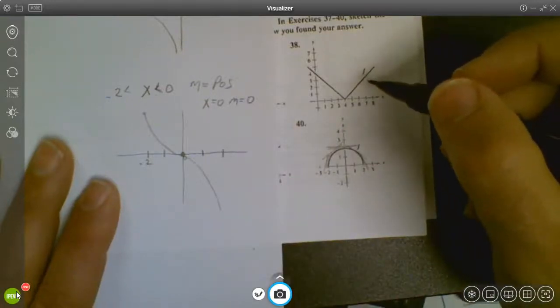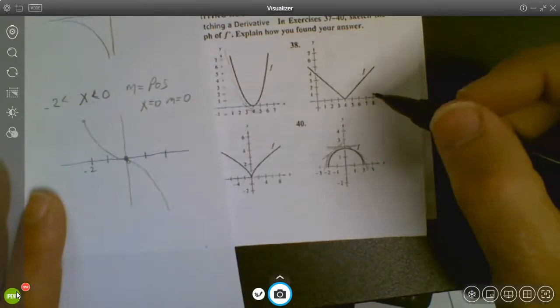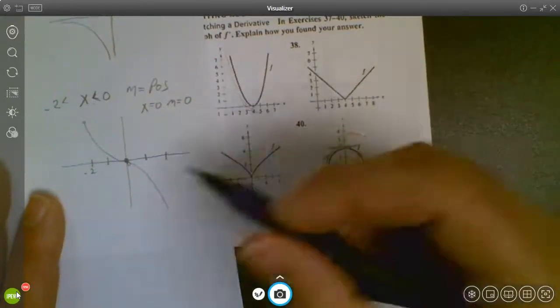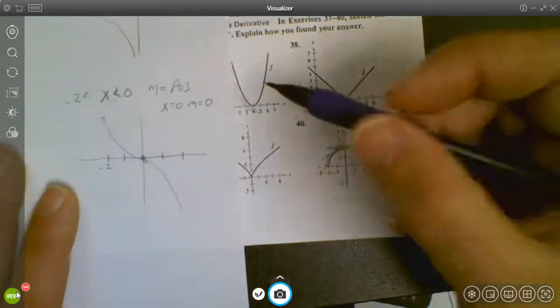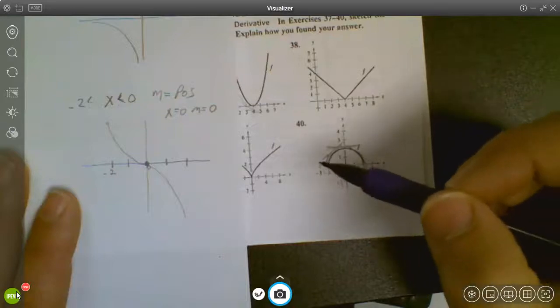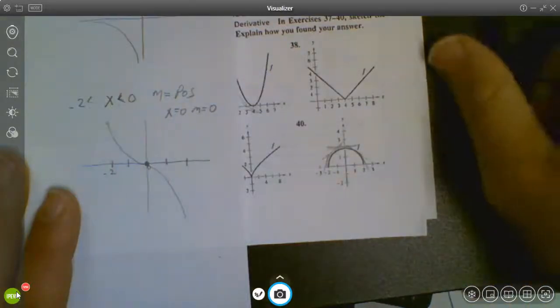So anyway, I hope that helps with this group of problems. Again, we're not always getting specific exact points on these. A couple times we are, but generally we're just trying to draw something that represents what's taking place with the slopes of those graphs.